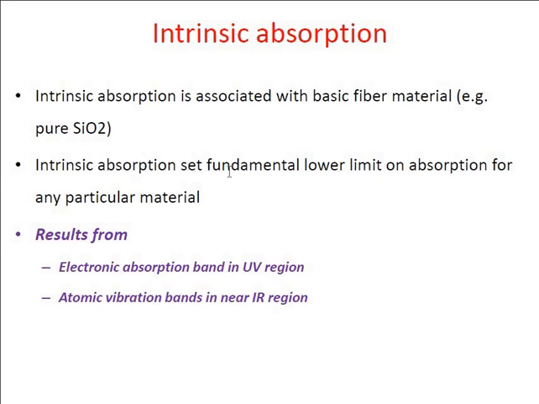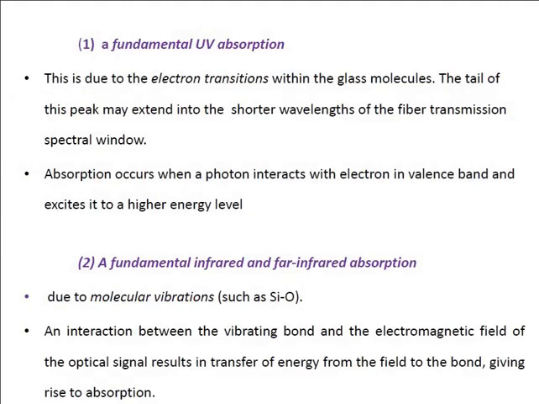What are the results? That is the electronic absorption band in the UV region and the atomic vibration band in the IR region. First of all, we can look at the UV absorption, that is, the electronic absorption. What is this electronic absorption? It is associated with the band gaps in the amorphous glass materials. So intrinsic absorptions occur in pure silicate glass.